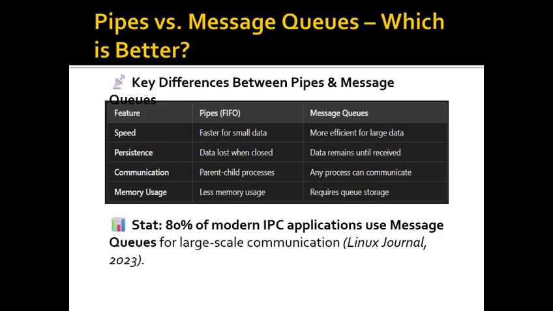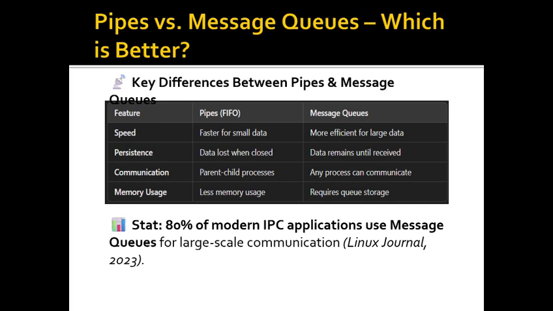The key differences between pipes and message queues. The features compared are speed, persistency, communication and memory usage. Pipes are first come, first out, and so are message queues. On speed, pipes are faster for small data, while message queues are more efficient for large data. On persistency, in pipes data is lost, while in message queues data remains until it is received.